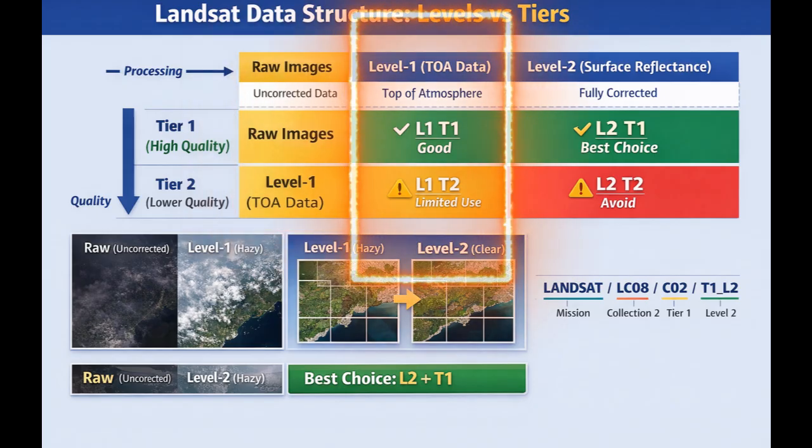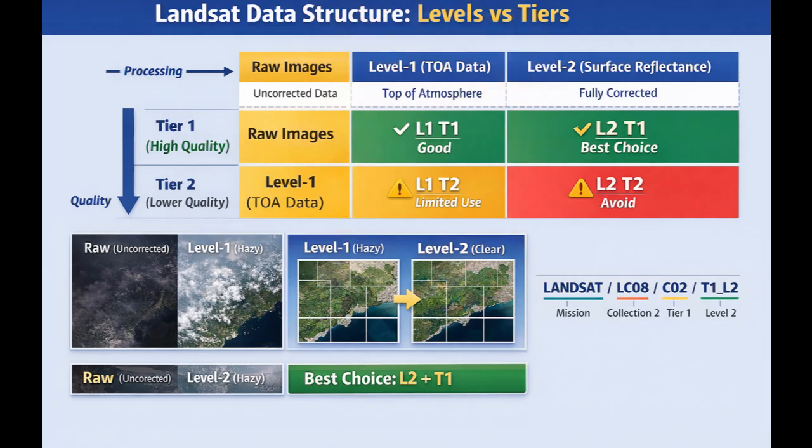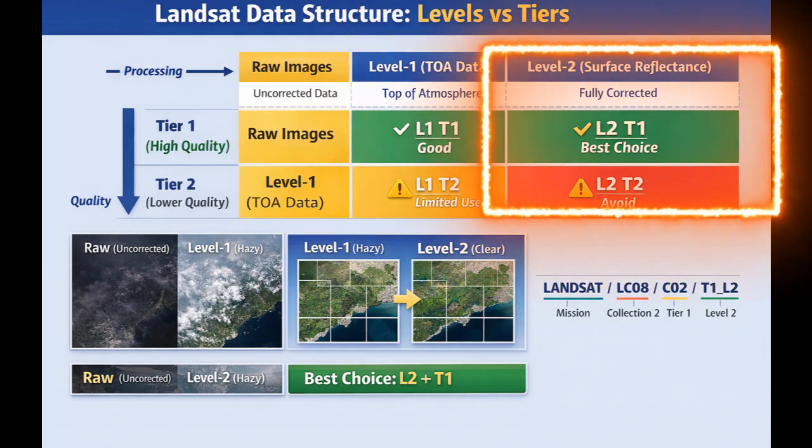Second, top of atmosphere or TOA data. This represents reflectance measured at the top of atmosphere without removing atmospheric effects like aerosol or water vapor. And third, surface reflectance data. These datasets are fully corrected for atmospheric effects, so they represent the actual conditions at the Earth's surface. For most analyses like NDVI or land use studies, surface reflectance data is recommended.